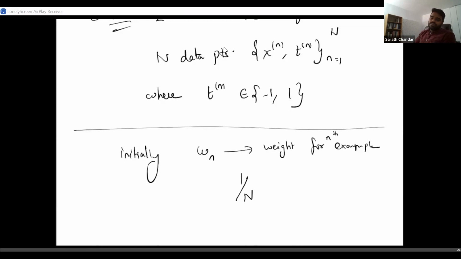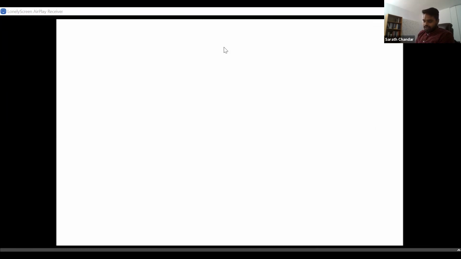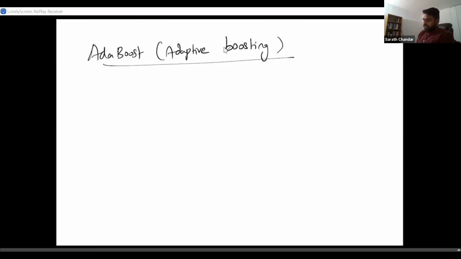Now this is a normal classification task, where all the examples have the same weight. Now you learn a classifier. You could use any classifier that you have learned. For example, let's say we do logistic regression. You train a logistic regression classifier using this data set where the weight for each example is 1 over N. Now how do we proceed from there? We are going to look at one specific version of this boosting algorithm called AdaBoost, or adaptive boosting. So how does that work?